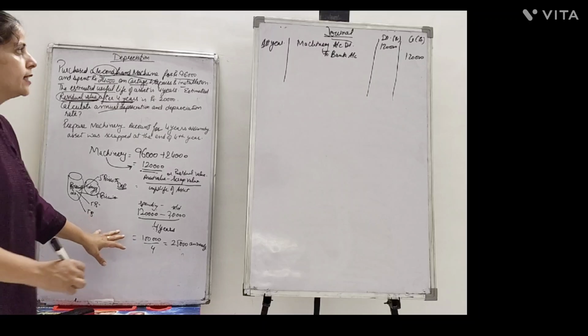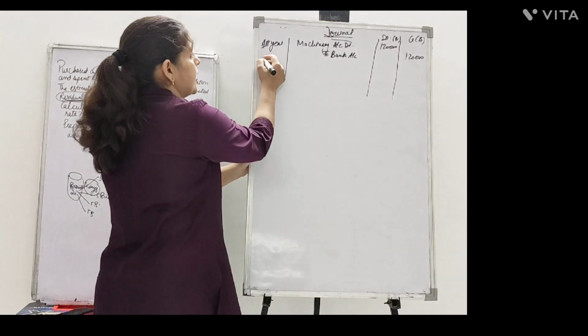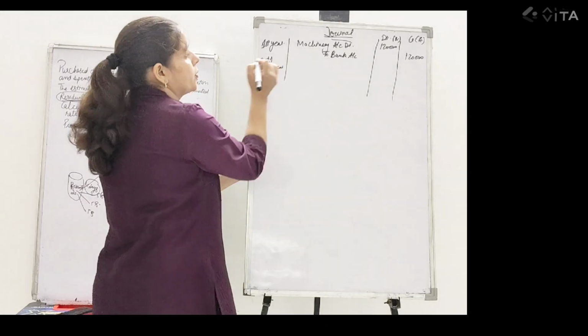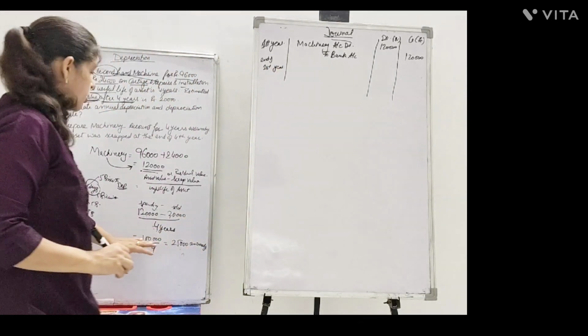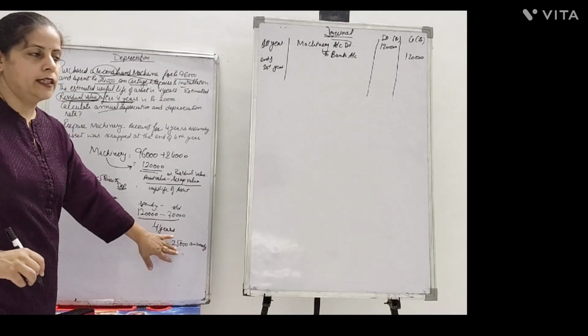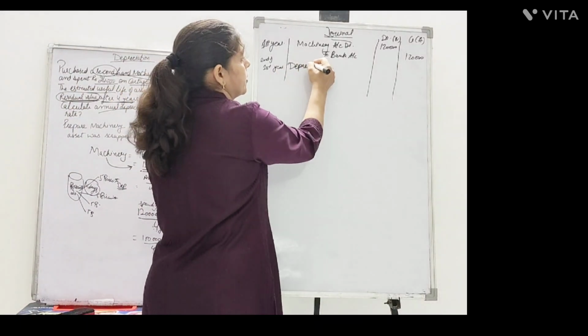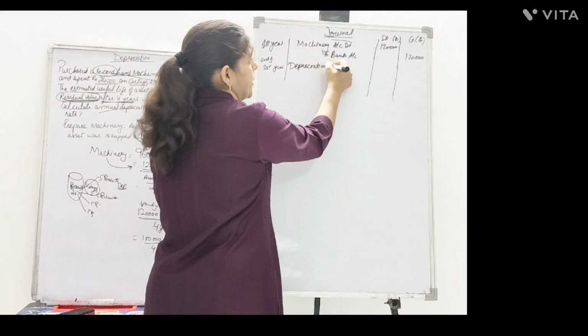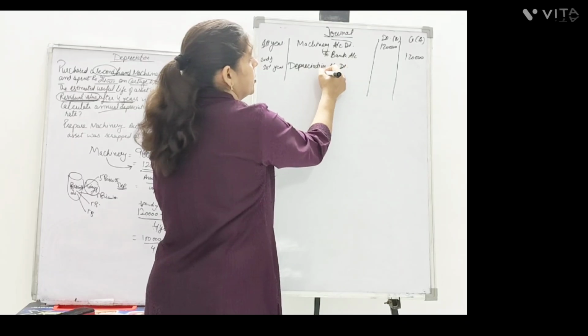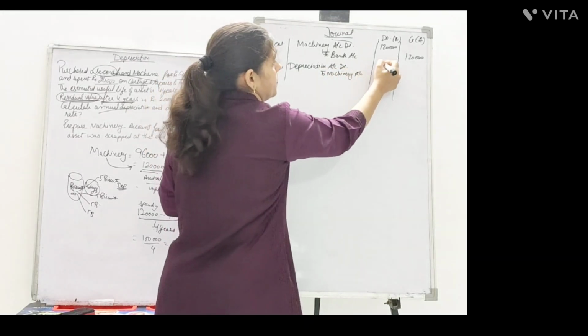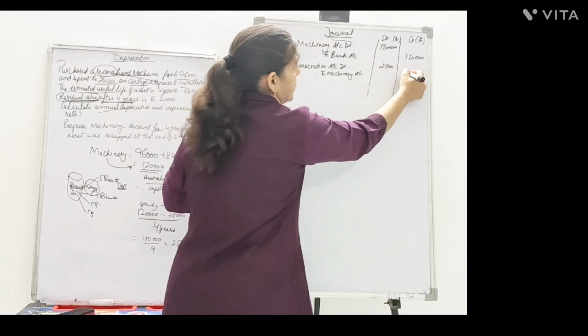So that means at the end of the first year, what would be the amount of depreciation? 25,000. And the journal for depreciation would be, because depreciation is a loss, depreciation account debit to machinery account, that is with rupees 25,000.